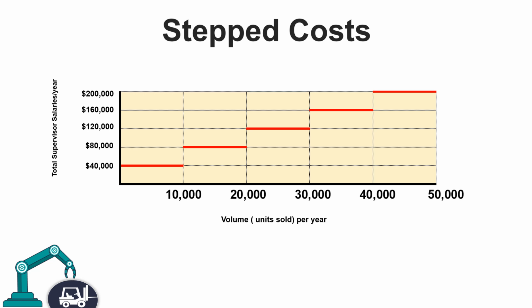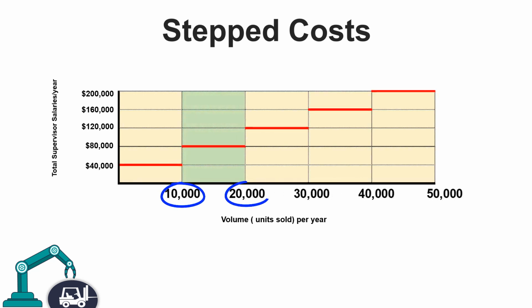Well, that kind of depends upon what I anticipate as my relevant range of volume in terms of the production and sales of units. If I think that on a monthly basis we're going to manufacture and sell somewhere between 10 and 20,000 units, such that the relevant range is that range of volume, then I could say that my supervisory salary is legitimately a fixed cost within that range, $80,000 fixed.